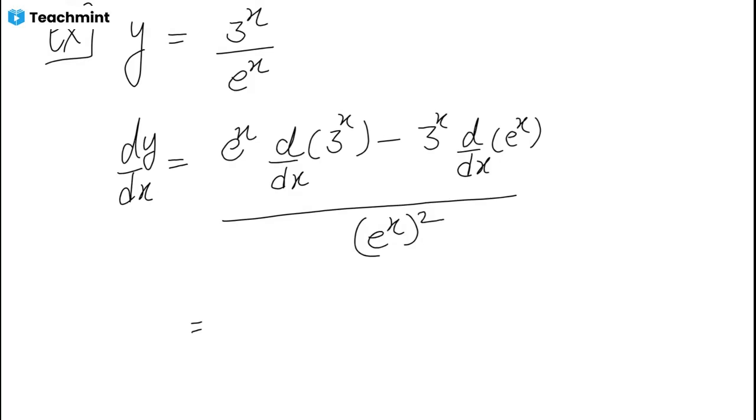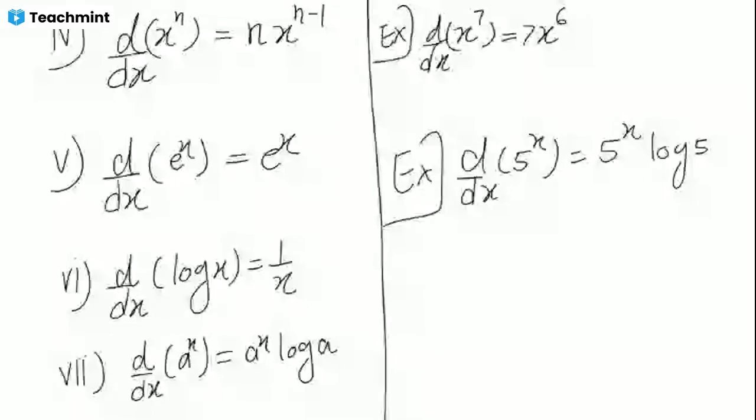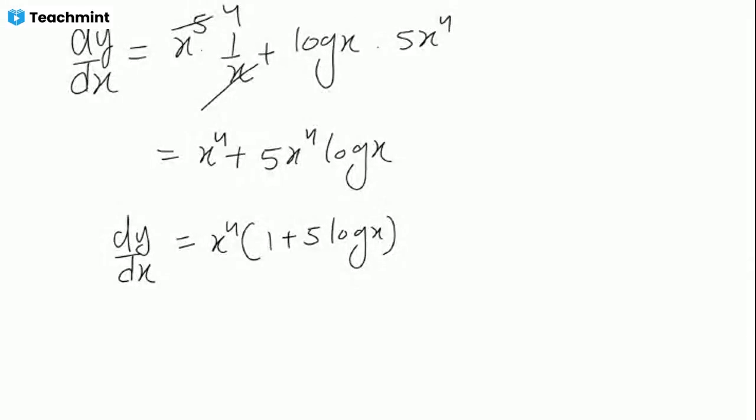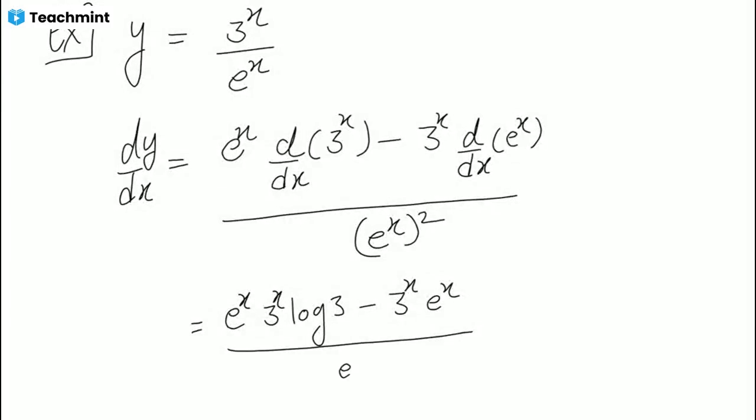So e to the power x, and the derivative of 3 to the power x, we are using this rule, is 3 to the power x into log 3, minus 3 to the power x, and the derivative of e to the power x is e to the power x only, over (e to the power x) square.